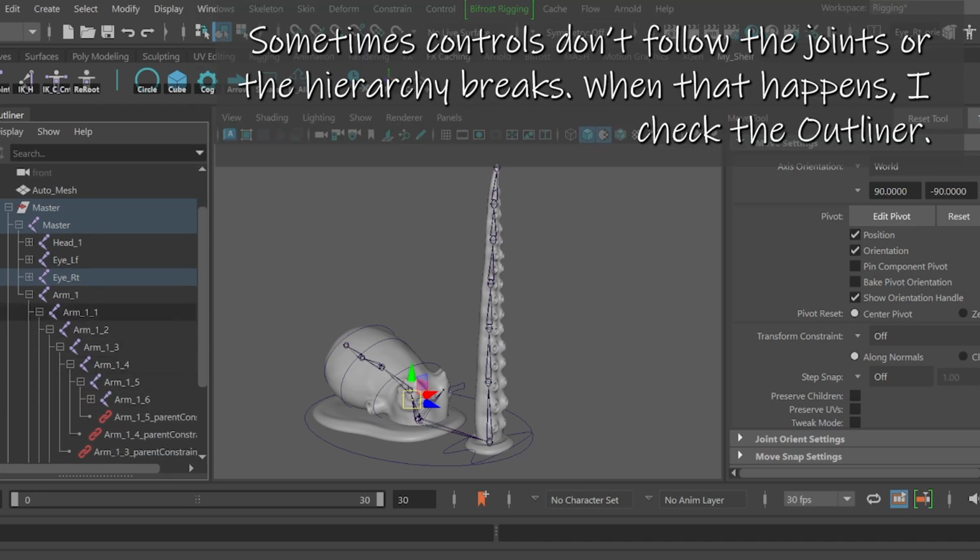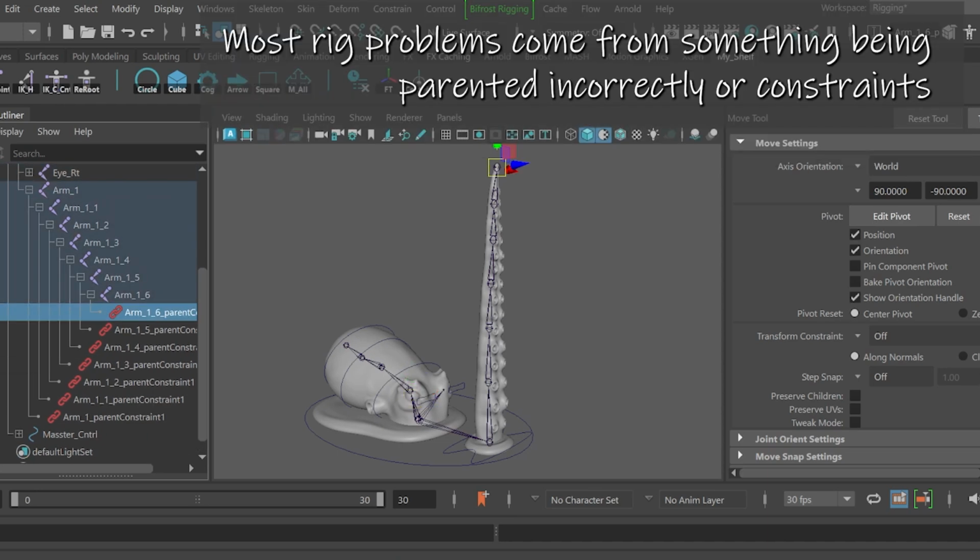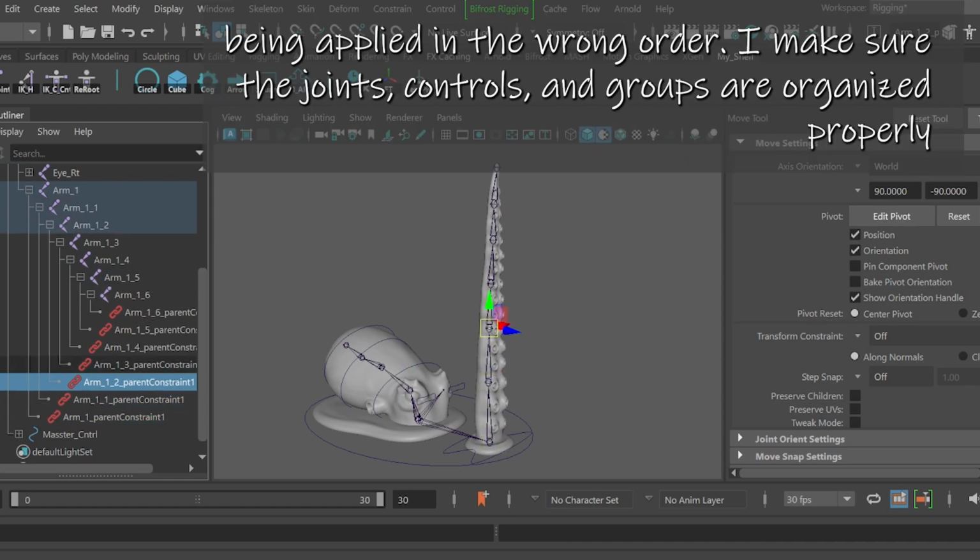Sometimes controls don't follow the joints or the hierarchy breaks. When that happens, I check the outliner. Most rig problems come from something being parented incorrectly or constraints being applied in the wrong order.